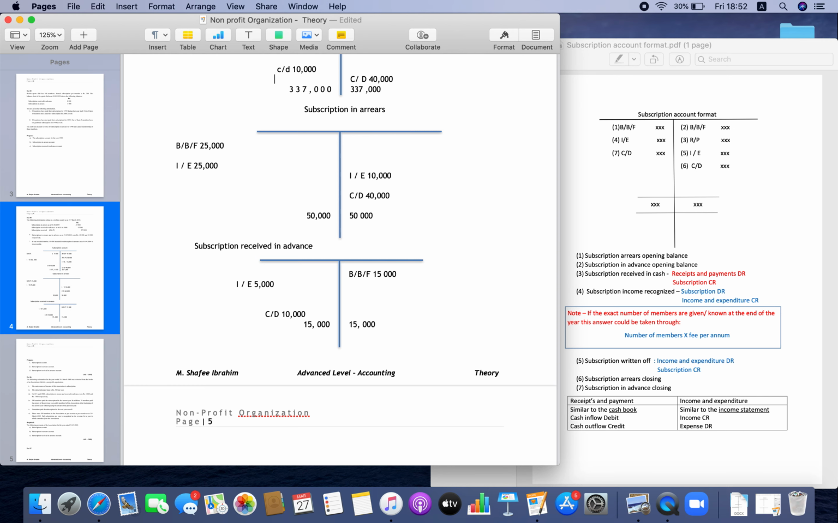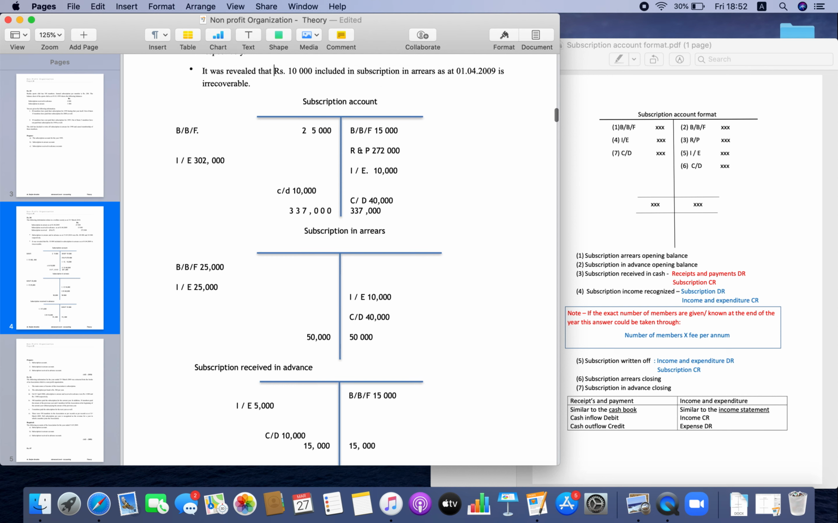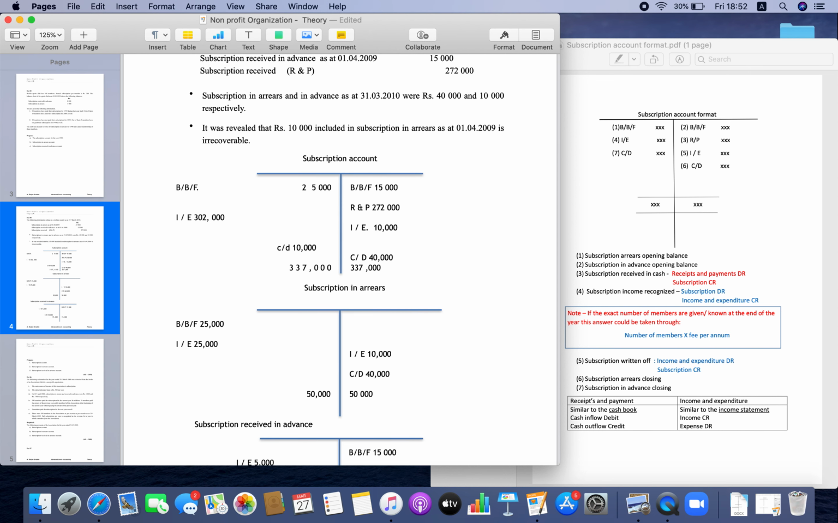So the summary of what we did over here: number one, we had to prepare 3 accounts. Once you get your transaction, first you copy it into your subscription account. Ask yourself, does this belong to arrears or advance? If it belongs to arrears, copy it in the arrears account on the same side. The side does not change. If it belongs to advance, then you copy it in the advance account on the same side. The side does not change. Finally, you close all 3 accounts and find the missing figures, which is now going to be the income and expenditure account.